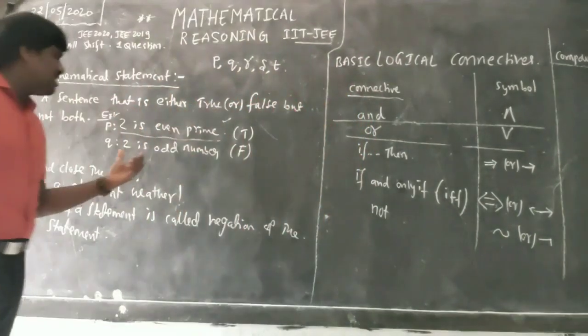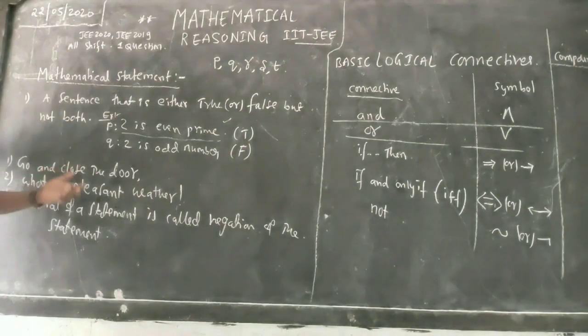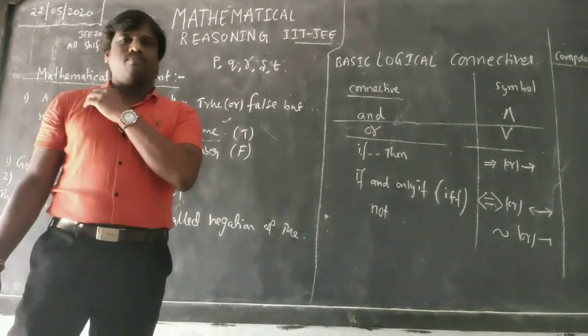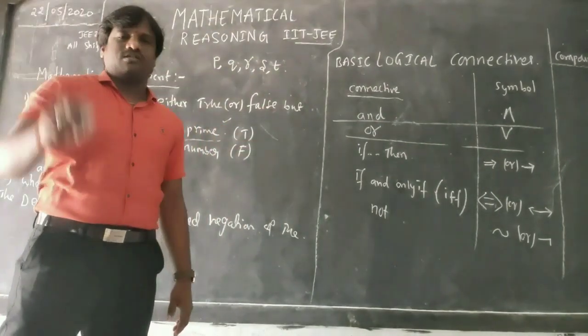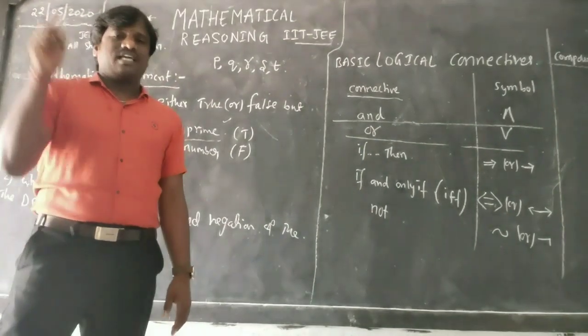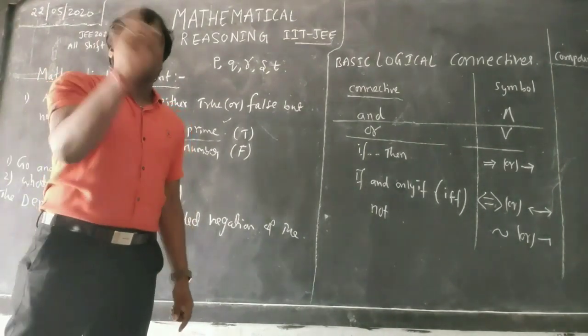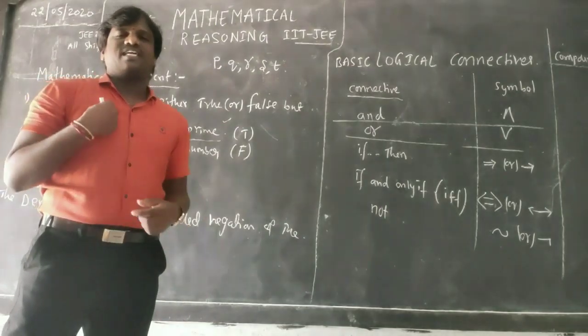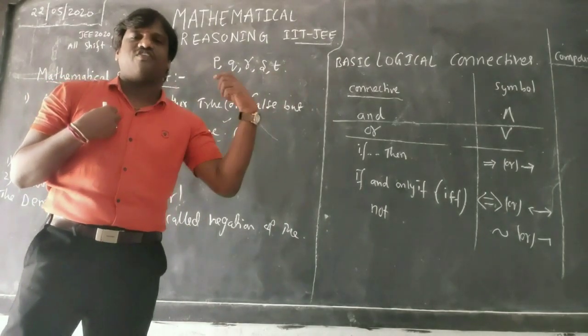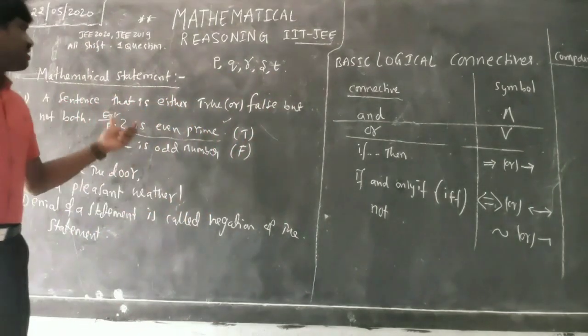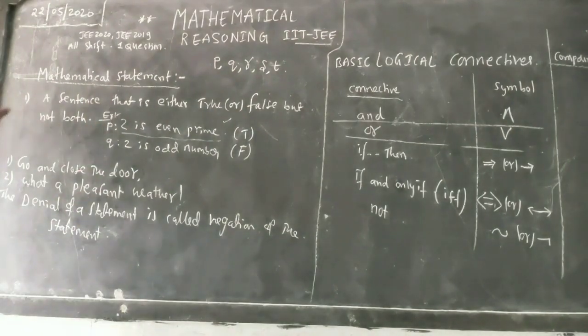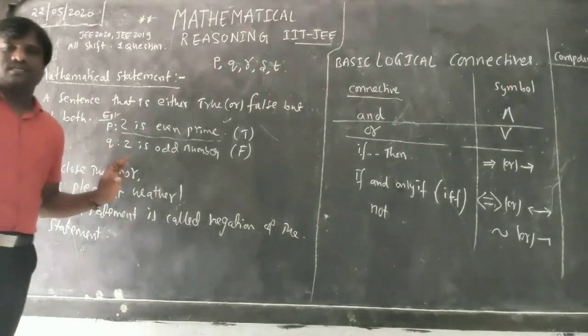So a sentence which I can say is true or false, but not both. I cannot say both, that it is true also, false also. I should not say that. I should say either true or false. If I can say any statement is true or false, that statement is called a mathematical statement. Hope you understand what I said.